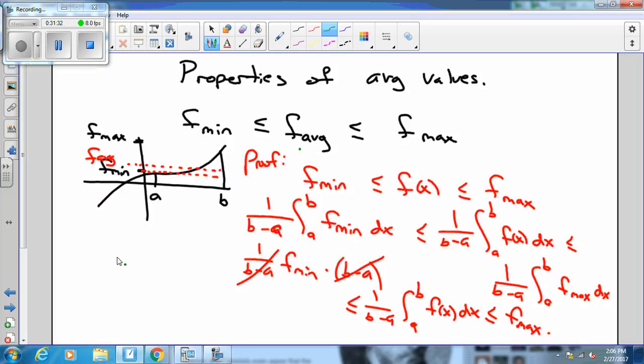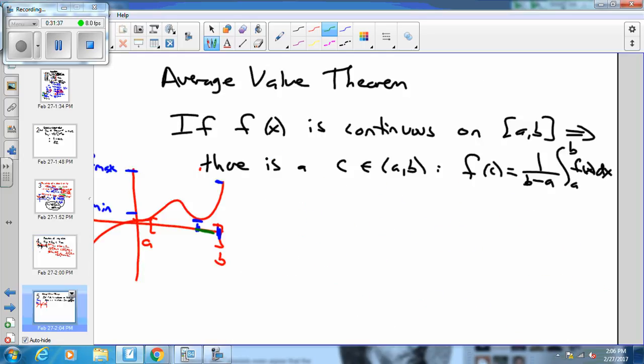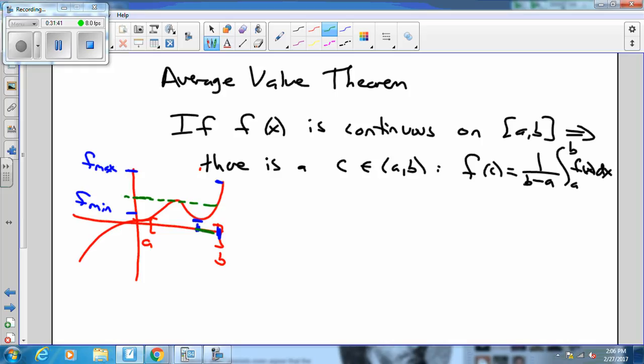And guess what? We already showed that the average value is between the max and the min. And so because the average value is between the max and the min, there has to be, we draw it probably about right here, there has to be at least one value of C, and that value is right here, where the average value hits the curve, just like that. Are there other values? Yeah, there are a couple other values over here. That's okay. But there has to be at least one.